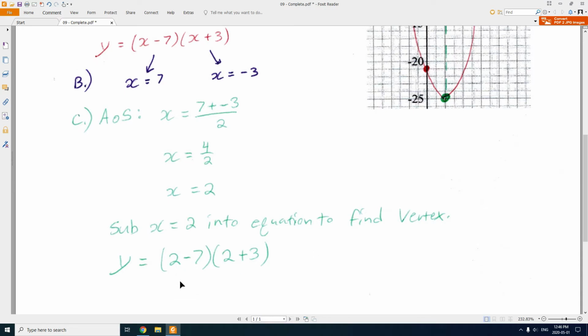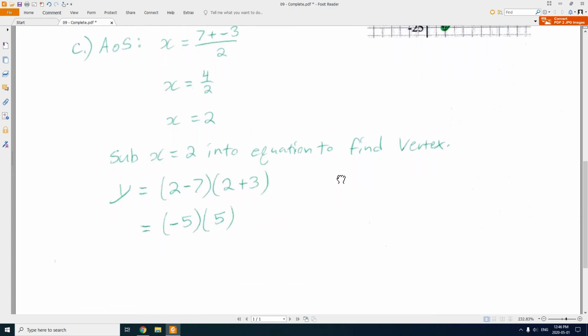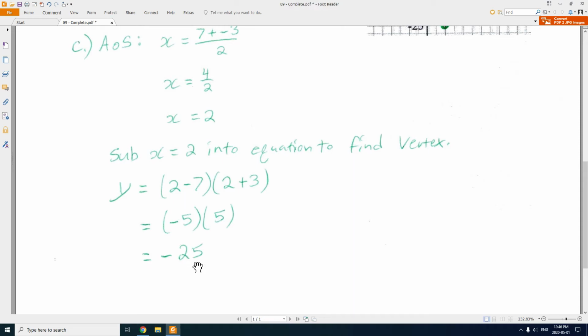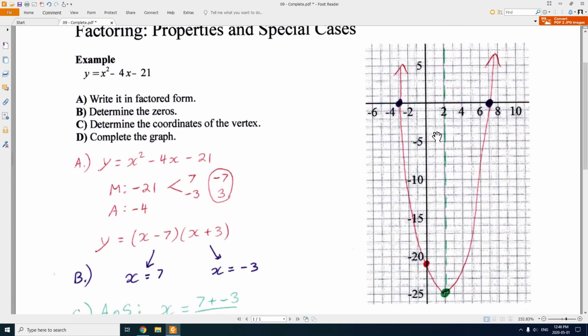So that now gives me negative 5 times positive 5. That's a negative 25. So my vertex must be occurring at 2 and negative 25. We already knew it was at x equals 2 on the green line. Now we have the y coordinate, though, 2 and negative 25. All right, so I'm going to go up here and plot in that point 2 and negative 25.